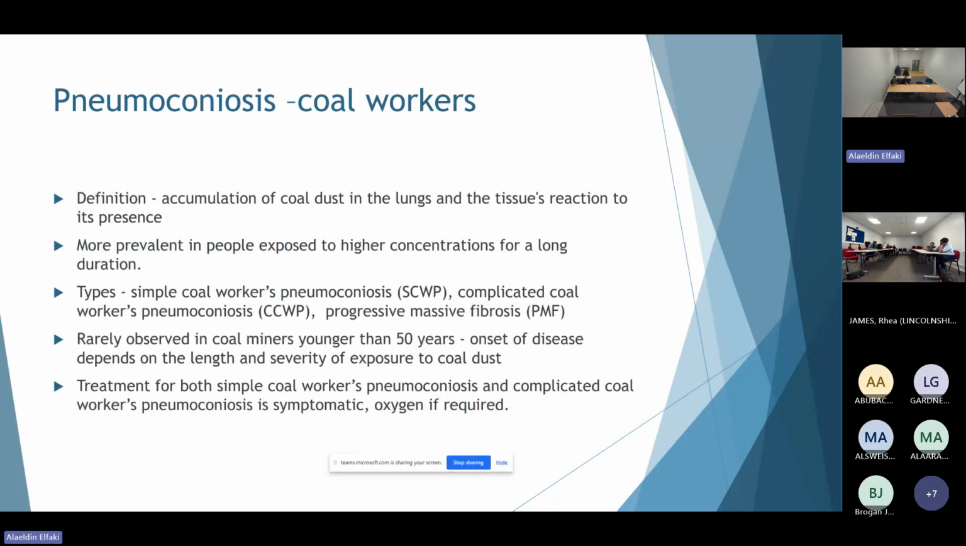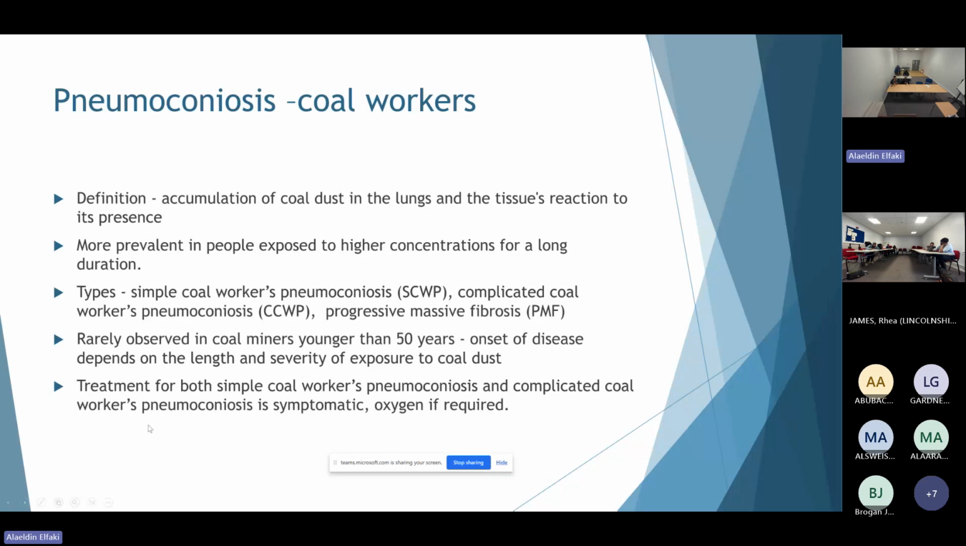Pneumoconiosis is also one of the work-related lung fibroses. It's due to accumulation of coal dust in the lung tissues, and it's usually related to chronicity, so high concentration for a long time of exposure. This puts you at risk for pneumoconiosis. And there are 3 types of pneumoconiosis.